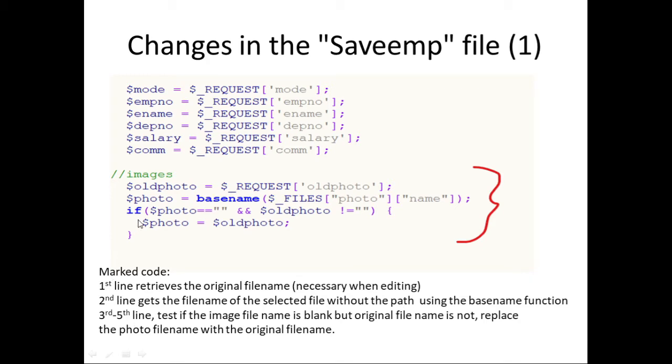Then the third to fifth line, first, second, third, fourth, fifth, test if the image file name is blank but the original file name is not. So if the image file name is blank and the original image is not blank, then we replace the image file name with the old image file name.